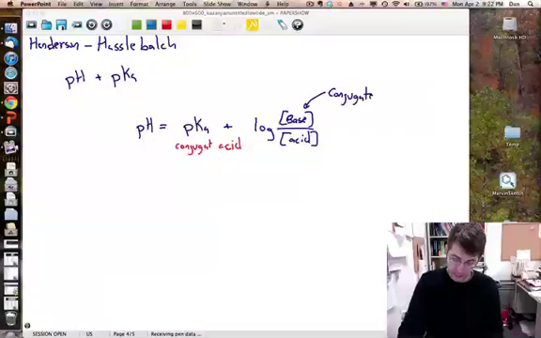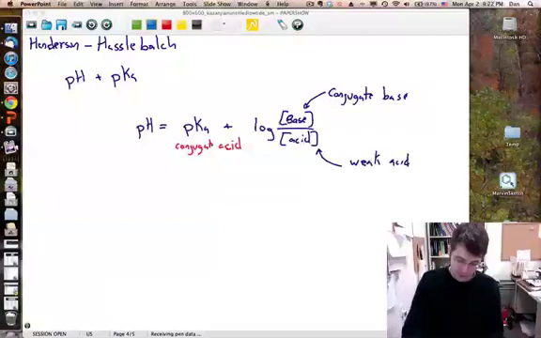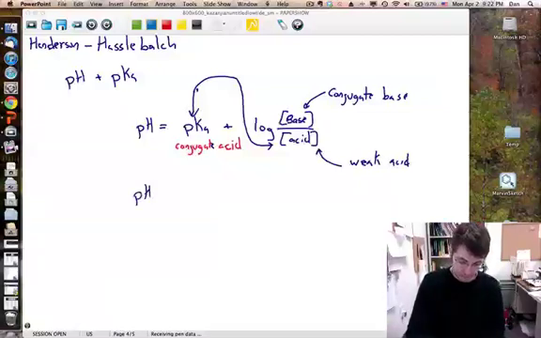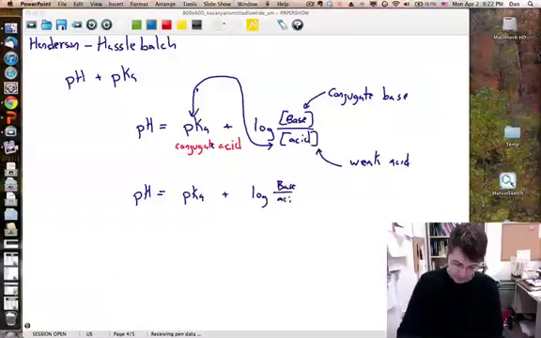Things to remember: that this is the conjugate base and this is the weak acid. And this is the pKa of the conjugate acid, of the weak acid. So, Henderson-Hasselbalch equation. Something you should probably memorize. It's well worth your time. pH is equal to pKa plus the log of the base over the acid. And this would be for a generic weak acid.